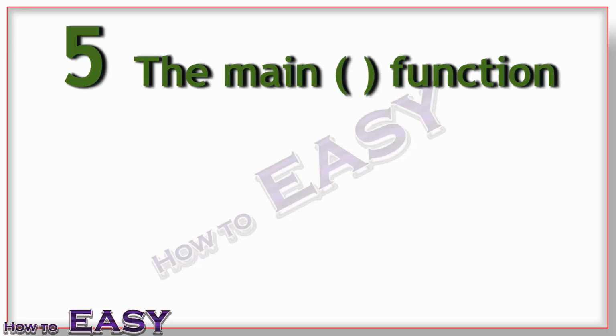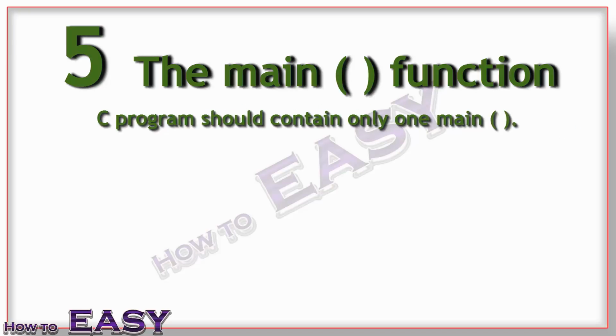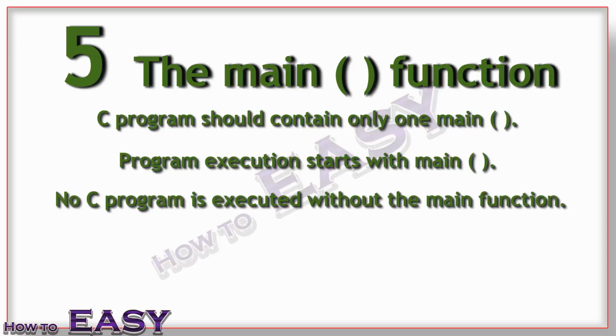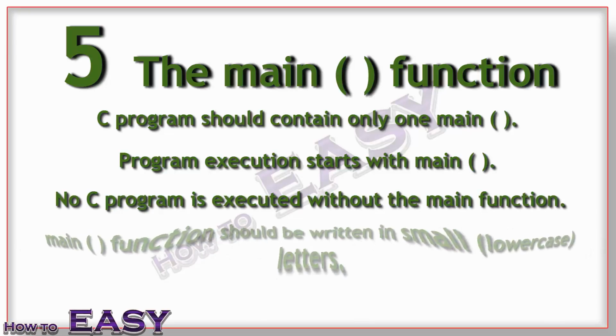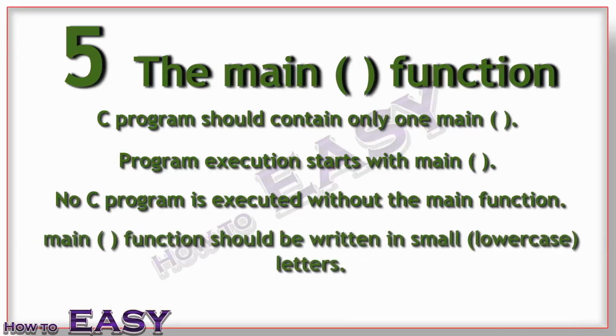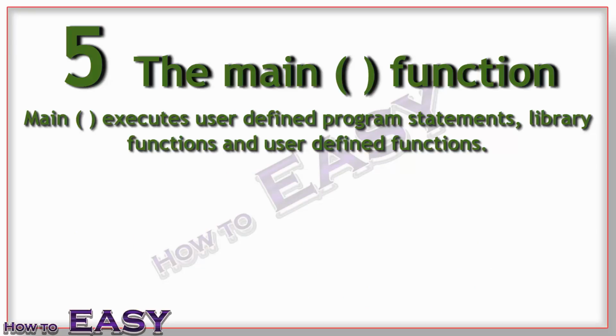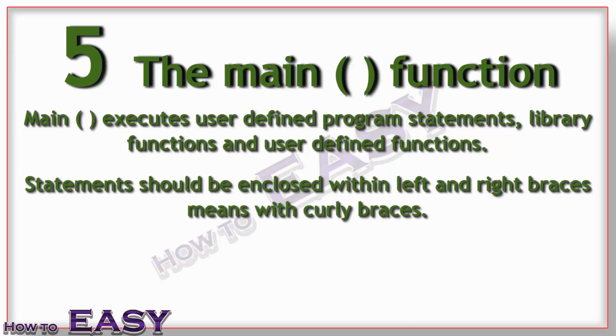Now a very important part of the structure is the main function. Each and every C program should contain only one main. The C program execution starts with the main function. No C program is executed without the main function. The main function should be written in small letters and it should not be terminated by a semicolon. Main function executes user-defined program statements, library functions and user-defined functions, and all these statements should be enclosed within left and right braces, meaning curly braces.